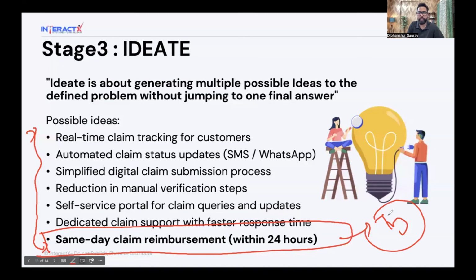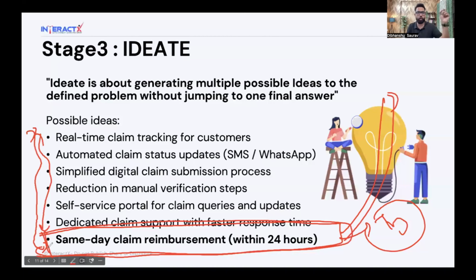So out of all these possible ideas, we as a team are now trying to observe whether this is a practical solution or not. So what is stage third, team? It is generating multiple options. Now let's go through the next step that we have.